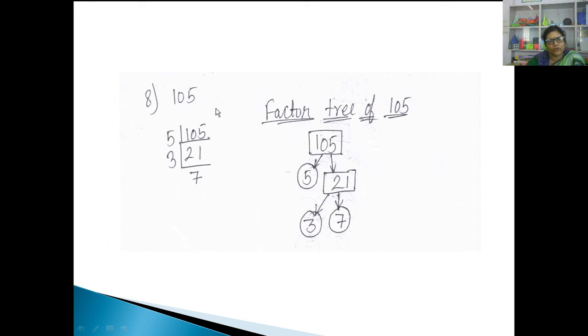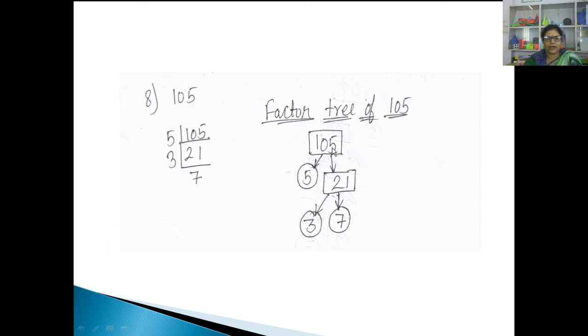Prime factors of 105. First, when we see 0 or 5, that means it is divisible by 5. So we first divide by 5. 5 से divide किया 105 को तो 21 आ गया. Then 21 3 की टेबल में आता है, 3 7s are 21.